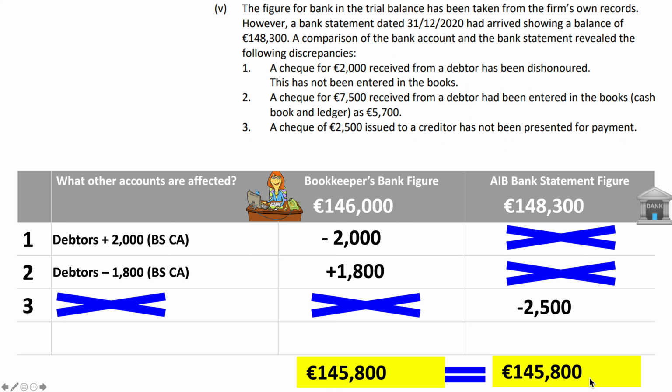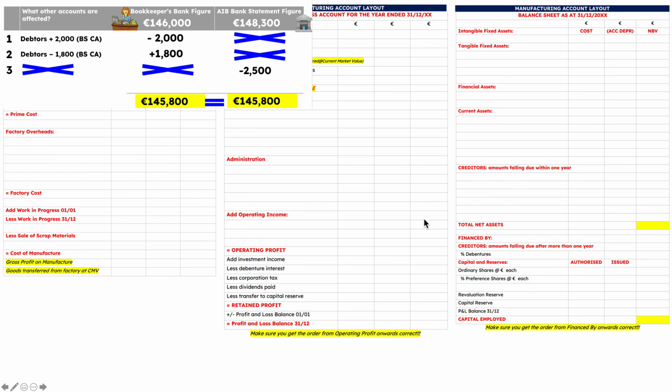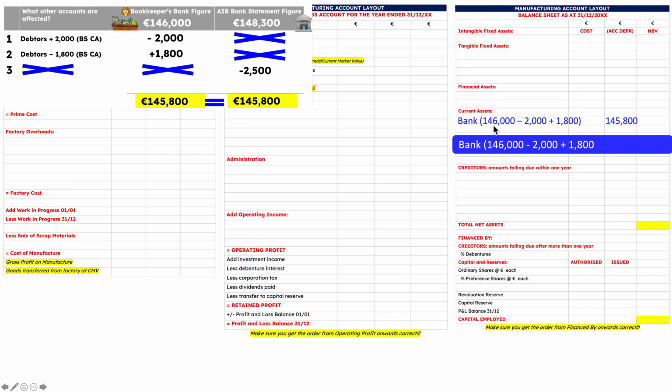So this is how this is going to look in the books. The bank current asset here, 146 minus 2 plus 8, is 145,800. And then the debtor, we add the 2,000 and we minus the 1,800. So it was a little bit easier than the sole trader question that year.